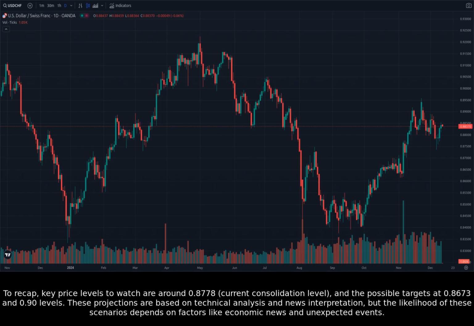To recap, key price levels to watch are around 0.8778, the current consolidation level, and the possible targets at 0.8673 and 0.90 levels. These projections are based on technical analysis and news interpretation, but the likelihood of these scenarios depends on factors like economic news and unexpected events.